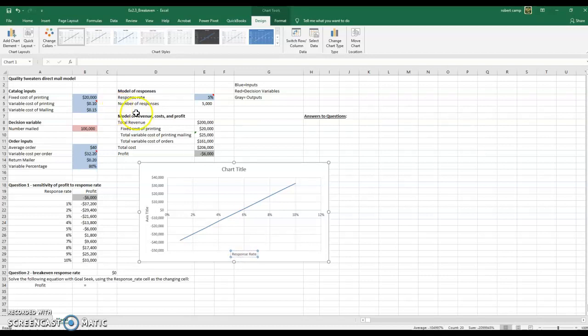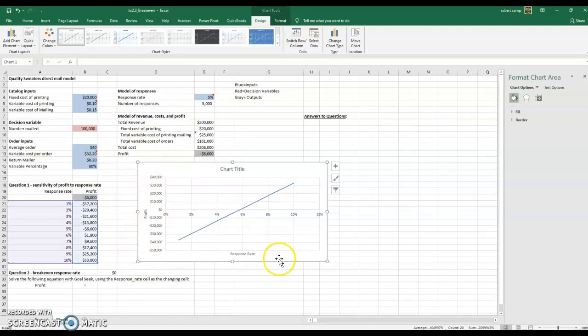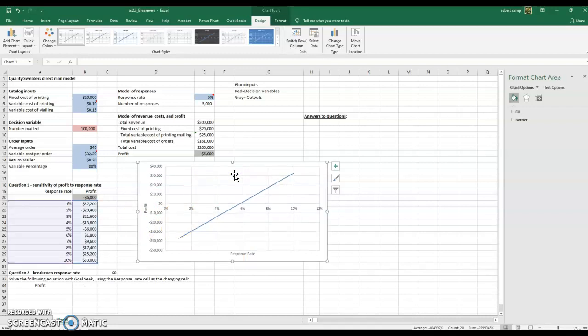We do not need a unit here because we got the percentages here. And then over here, we're going to change this to profit. Once again, we have the dollar sign here. We're in the United States, assuming it's US dollars. Okay, and so there we go. And we don't really need a chart title here. This would be profit per response rate if we're going to do it.